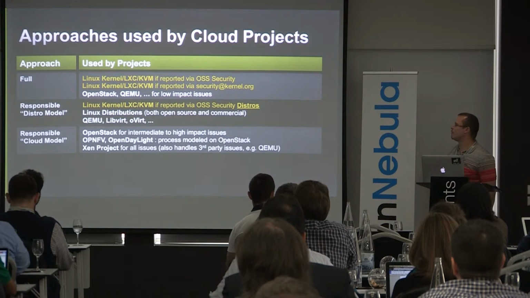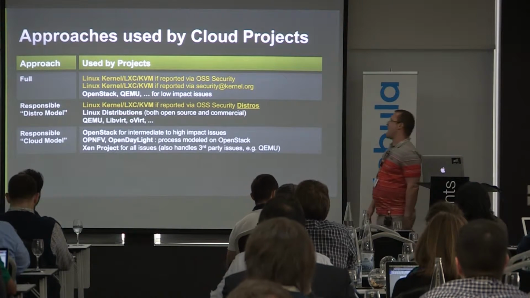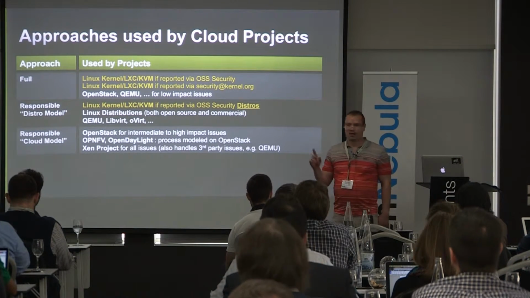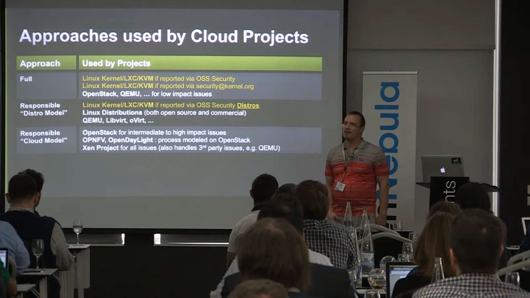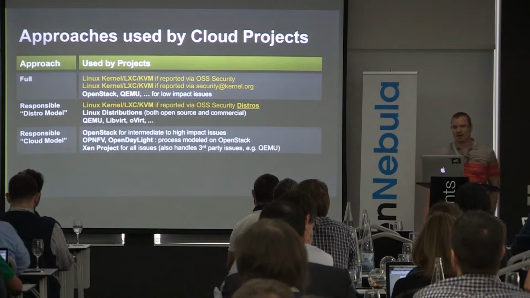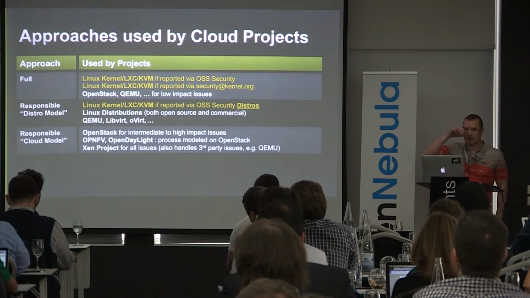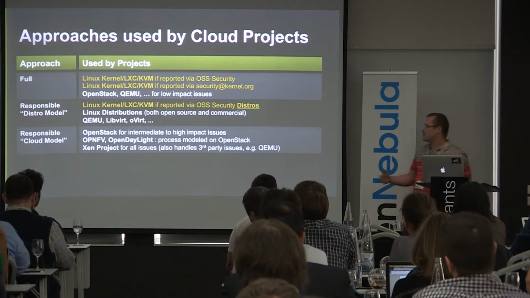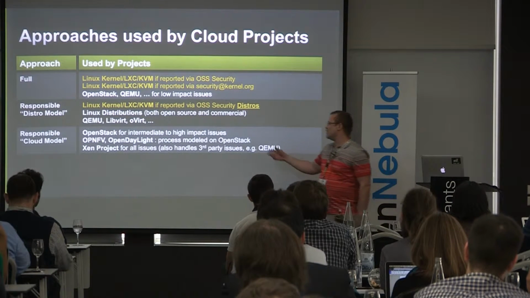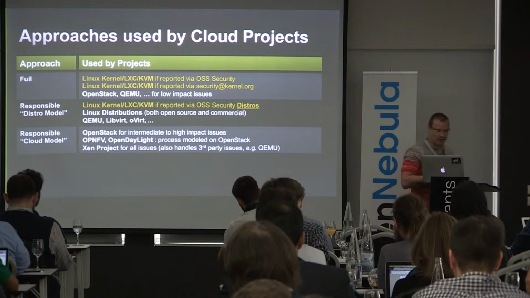Then we have what I call the responsible disclosure cloud model, and this is used by OpenStack for intermediate to high issues. It's also used by OpenNFV and OpenDaylight. They basically just copied the OpenStack process. And also, Xen Project uses this model. And I'll explain some more things about this later.